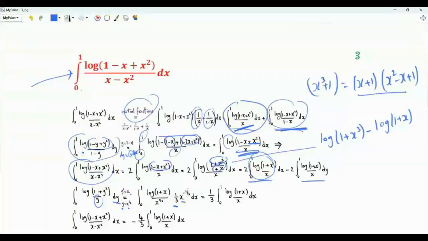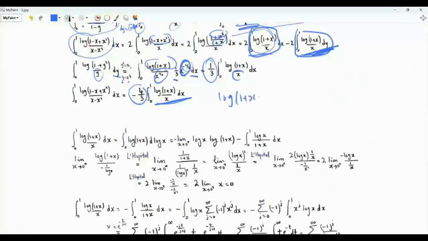dy is 1 over 3, x to the minus 2 over 3 dx. We have log 1 plus x in the numerator. In the denominator, we have x to the power 1 over 3. These two terms together give us x in the denominator. So this integral here is exactly this one multiplied by 1/3. This means that our integral of interest is minus 4 over 3 multiplied by this integral here.